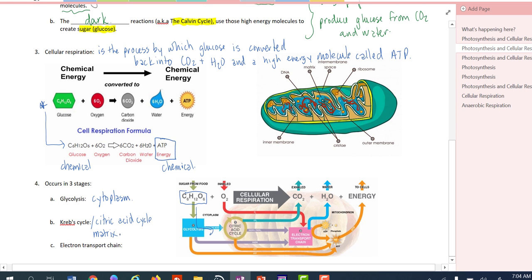So if you remember back to our cell poster, the mitochondria was one of the organelles for which you wanted to do an enlarged diagram, right? This is our mitochondria over here. It has both an inner and an outer membrane.